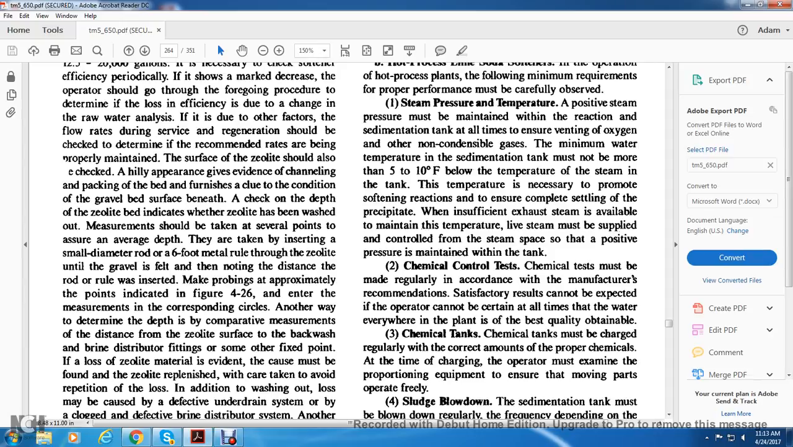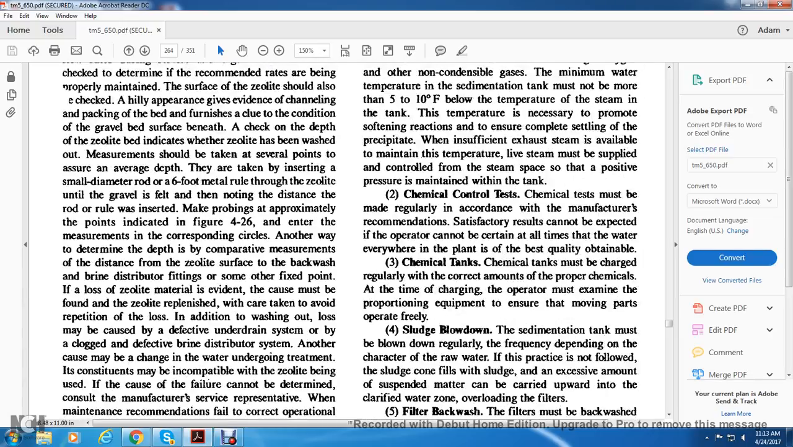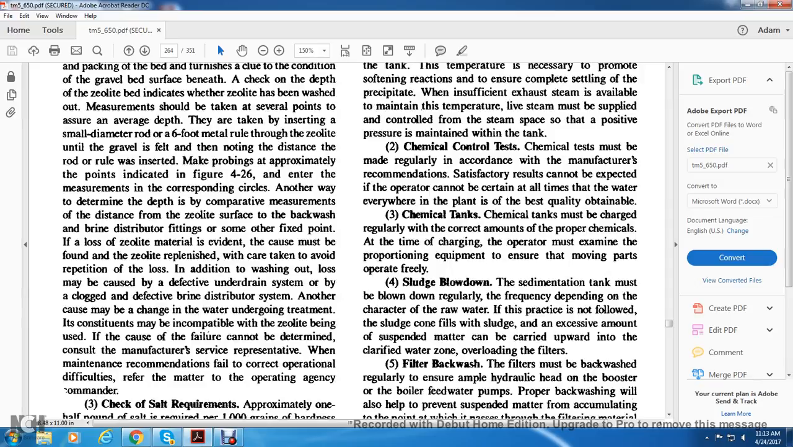If the loss of zeolite material is evident, the cost must be found with the zeolite replenishment, with care taken to avoid repetition of the loss. In addition to washing out, the loss may be caused by a defective underdrain system or a backlogged, defective brine distributor.